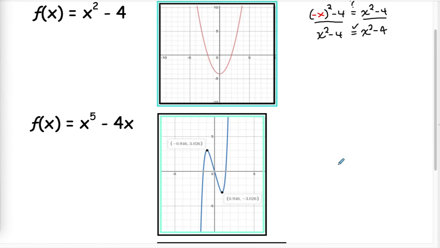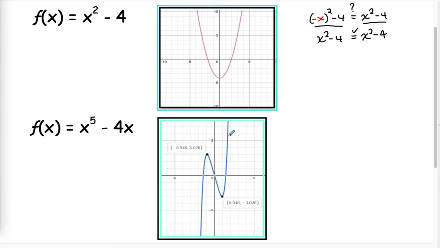Likewise, with an odd function, I'll throw it on Desmos. It does look to be odd, because it's symmetric over the origin.